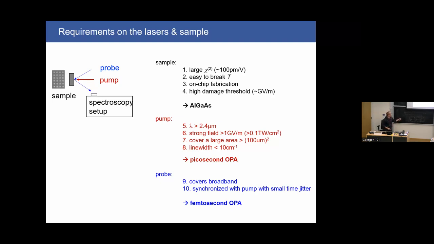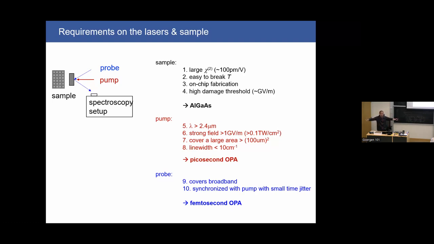You have to pump it in the mid-infrared around 3 microns or so. So you are limited by 5 photon absorption, which allows you to apply a field on the order of gigavolt per meter. Now, your pump laser also helps to generate this field over a very large area, because if your sample is very, very small, then your resonances are not well-defined yet.